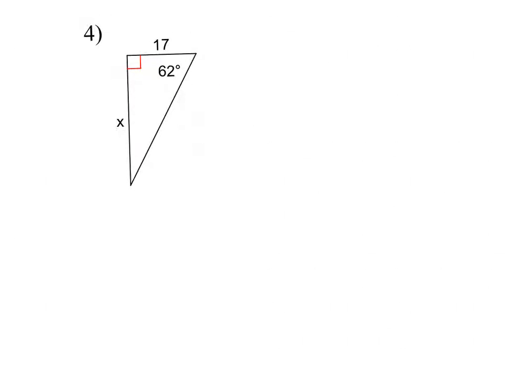Here's the last example that we're going to work on. It gives us an angle of 62 degrees, a side of 17, and a side of x. This time we don't have the hypotenuse. We have the side adjacent to this angle and the side opposite that angle. So in this case, we have to use the tangent, because remember, the tangent is the TOA part of SOH CAH TOA, and tangent equals the opposite over adjacent.